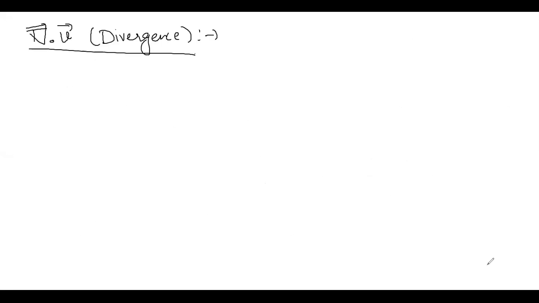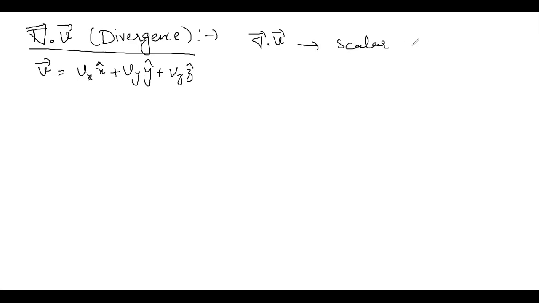Coming back to the divergence, if you have any vector quantity, and let's say your vector has 3 components, x component, y component, and z component. As I said before, del dot v, being a dot product, your outcome would be a scalar quantity.